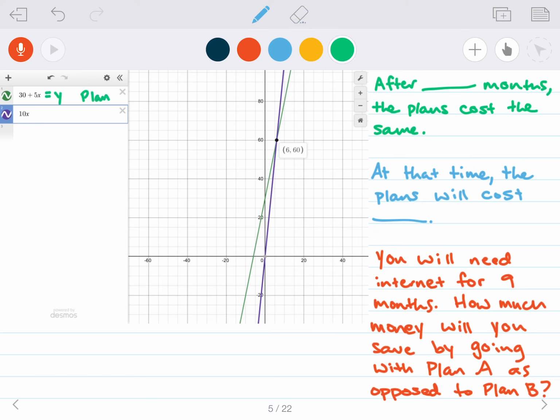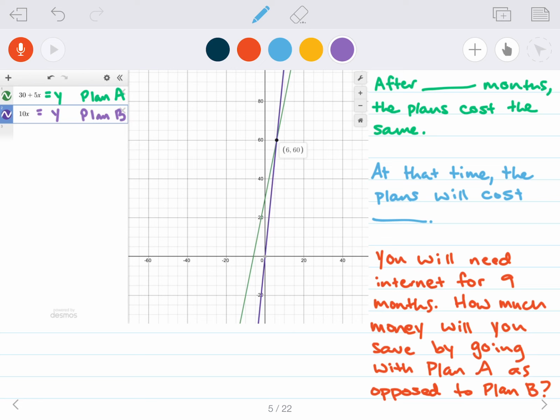And I did all of this on the Desmos graphing calculator. If you just Google Desmos graphing calculator, this will come up and you can use it for your homework. So the first one is plan A, which is green. The second one is plan B, which is the purple line. And I want to answer some of these questions and analyze these problems algebraically as well as graphically. Now we have the graph from Desmos, pretty clear here.